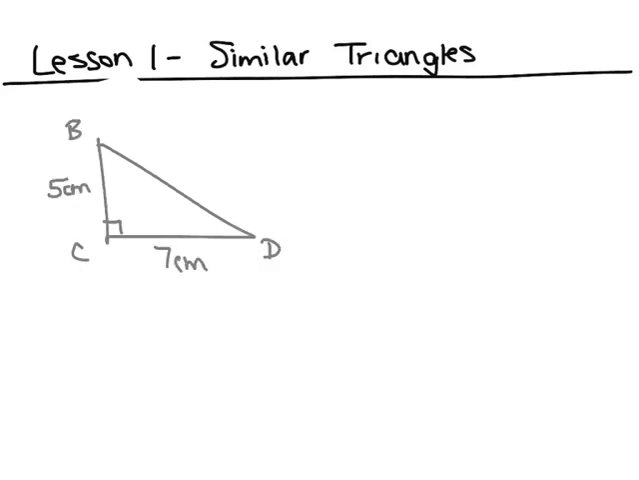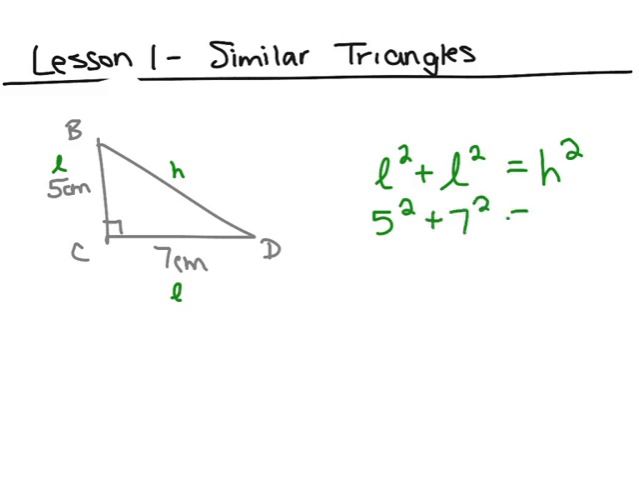So in triangle BCD, determine the length of BD. So BD is our hypotenuse, and these are both a leg. So we're going to do leg squared plus leg squared equals hypotenuse squared. Our first leg is 5, our second leg is 7, and we don't know our hypotenuse. If you add 5 squared and 7 squared, so 25 plus 49, you should get 74, which is equal to h squared.